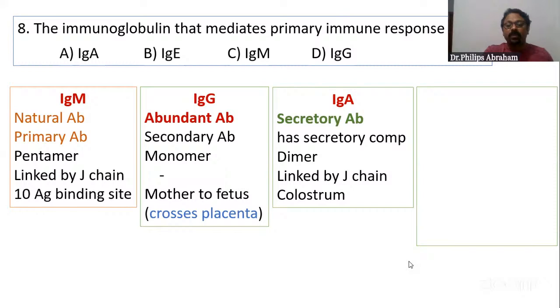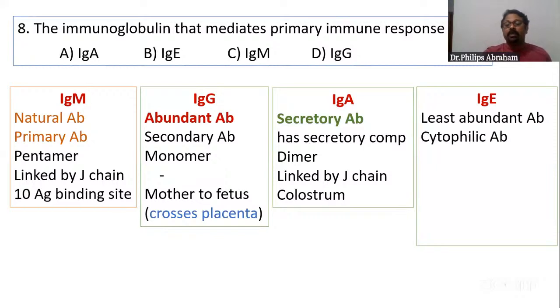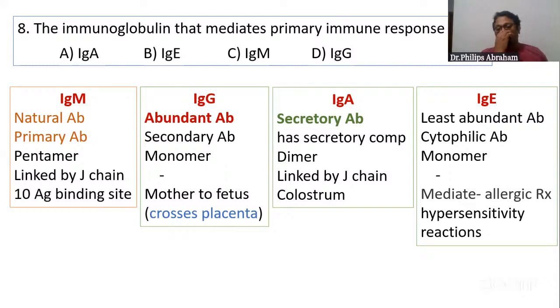IgE is the least abundant antibody. It's a cytophilic antibody, and it's a monomer. This is the most important point: it mediates allergic reactions, or other hypersensitivity reactions. So this is another important point about IgE that you should remember. These are the major questions that can come on this topic.